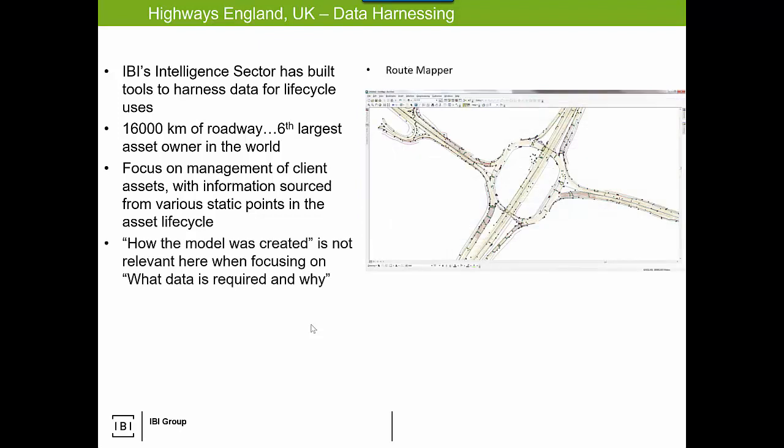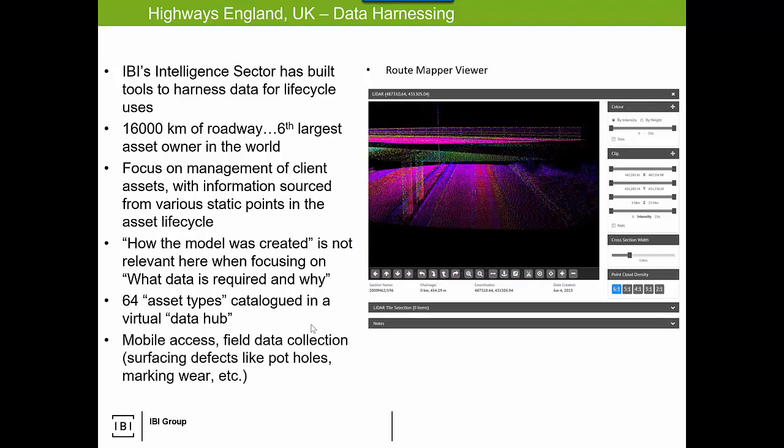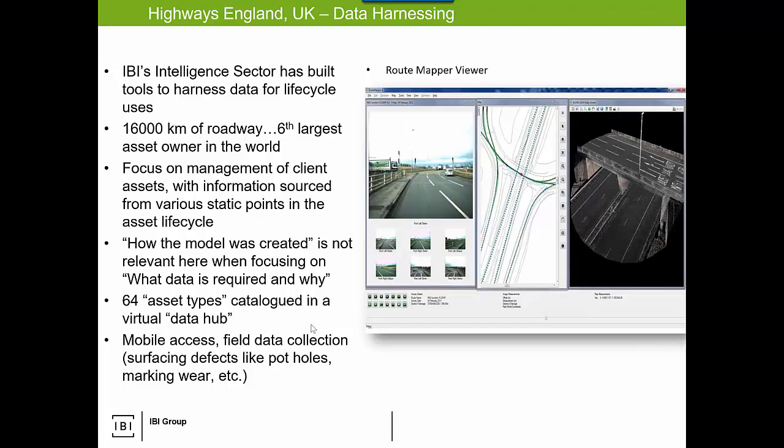64 asset types cataloged through this hub. We quite literally drive around the 16,000 kilometers, assess the assets, analyze their current conditions, take LiDAR scans, feed everything into the system, and bring all that data together. Photos, where it is located in GIS world, the existing conditions, analyze, provide feedback to the client, then able to assess, plan repair, replacement, and help that feed into their environment.